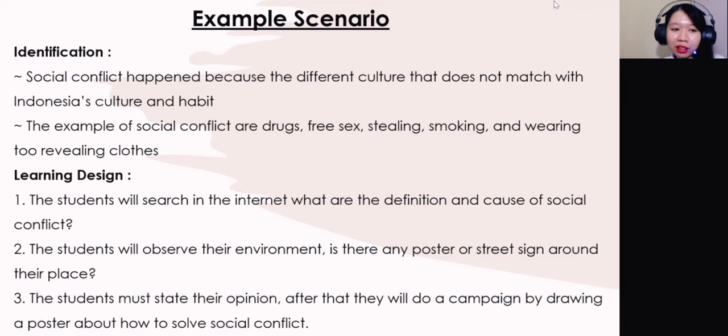So the learning design will be explained in three parts. Start from the students searching the internet for the definitions. The second one, the students will observe their own environment. Is there any street sign, poster, or warning in their places? The third one is the students must state their own opinions. Do they agree or disagree? And they will make a poster, a campaign, to show how to solve the social conflicts.